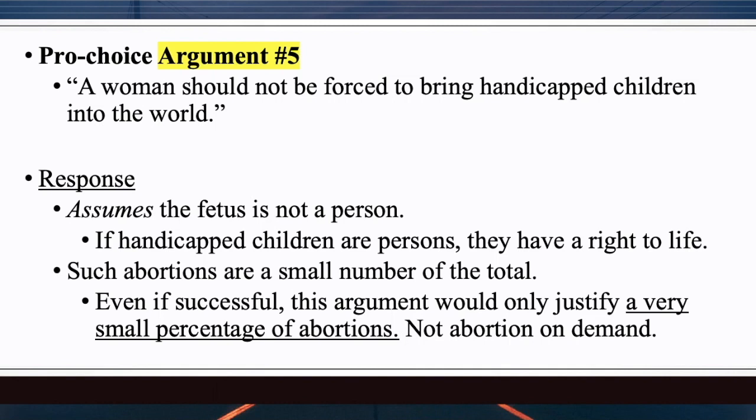Such abortions are very small in number. Again, that's another thing. The pro-choice advocate really amps this up, saying that all these handicapped children are being born and the woman should be able to abort them. Really, statistically, these kinds of abortions are quite small in number. Even if successful, this argument would only justify a very small percentage of abortions. And again, it's not abortion on demand. So we don't have abortion on demand, and bringing handicapped children into the world is a small percentage of abortions.